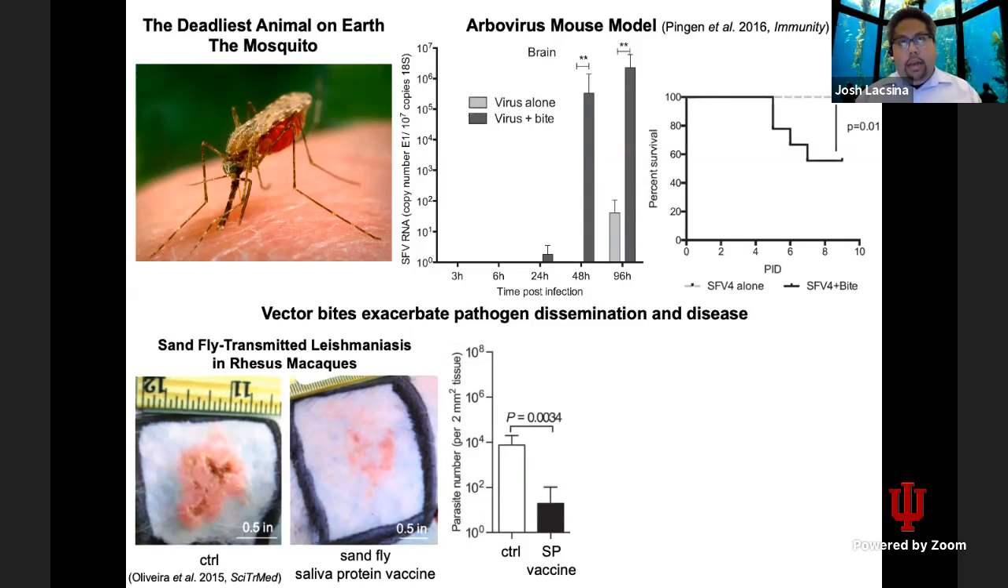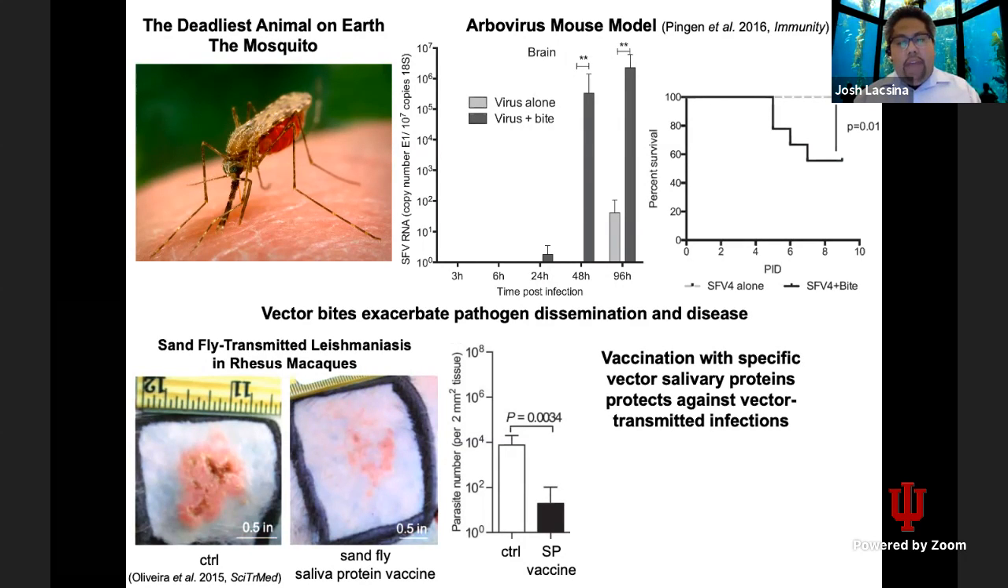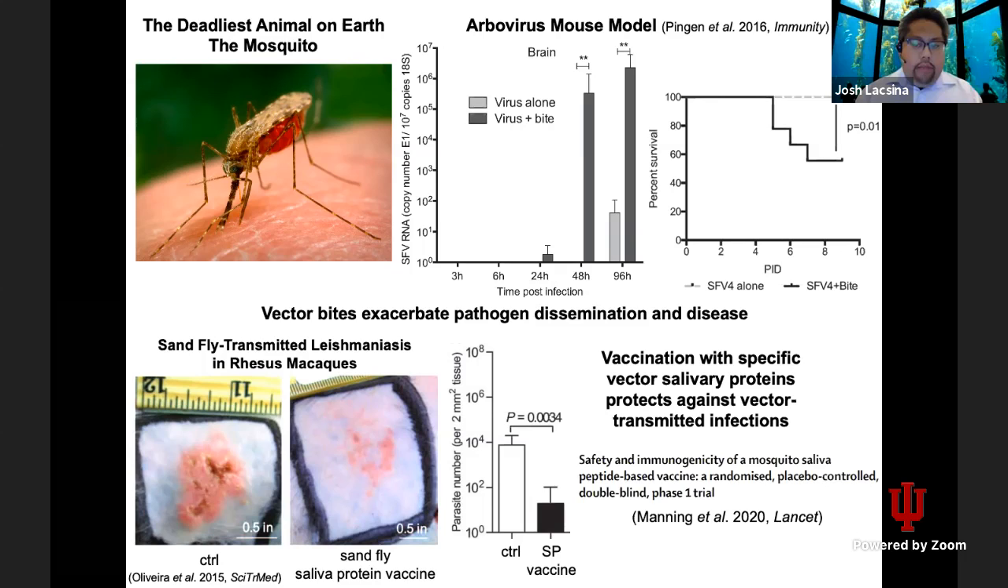So the flip side of this immune-vector bite interaction in the skin with the pathogens is that we could leverage that to our advantage, and that vaccination with some of these proteins in the saliva can actually protect against these infections. And this theme has become so well established across different animal models that 2 months ago, our group participated in the first in human phase 1 clinical trial of this approach and demonstrated the safety of using mosquito salivary peptides as a vaccine candidate.